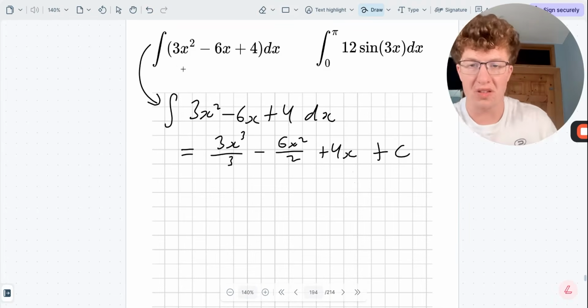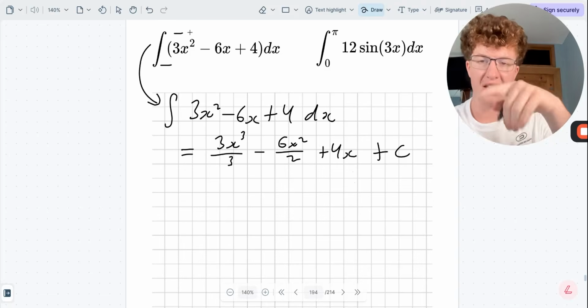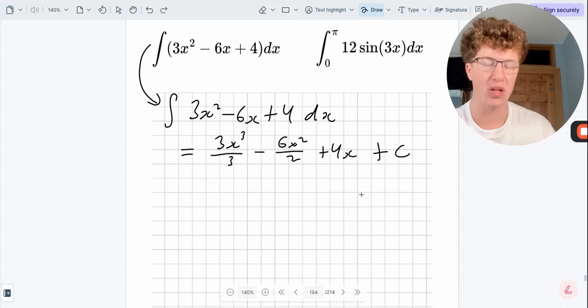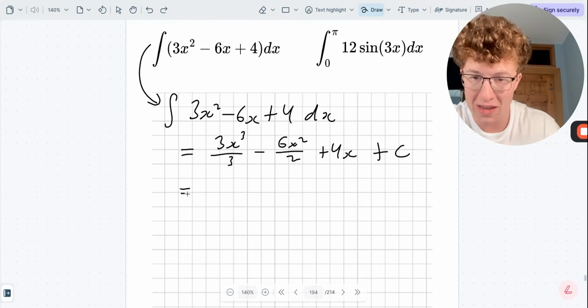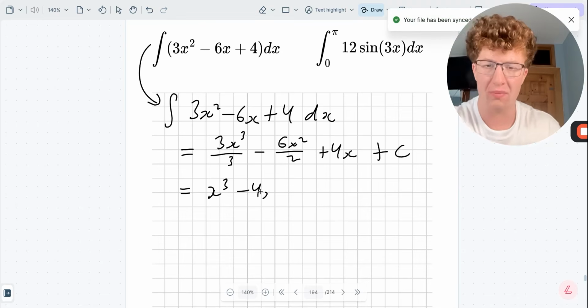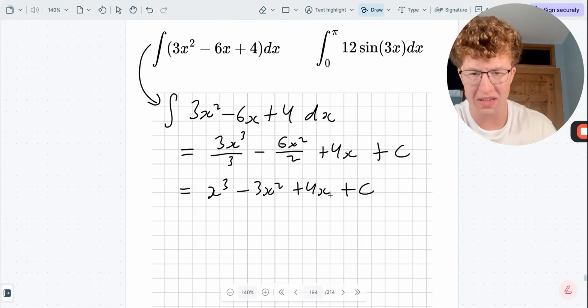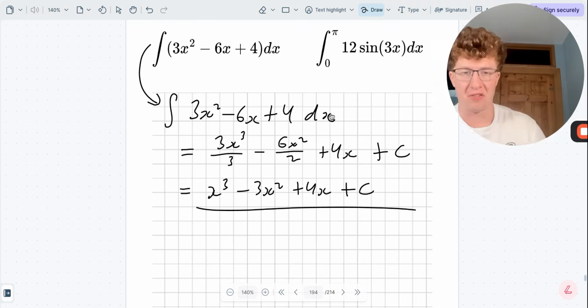This integral does not have bounds. There's nothing on either side, like this guy has bounds 0 and pi. If it has no bounds, you have to put in the plus c. You will literally lose a mark for no reason if you don't put in the plus c. That's going to be x cubed minus, no, not minus 4, minus 3x squared plus 4x plus c. So that's the answer to the first integral.